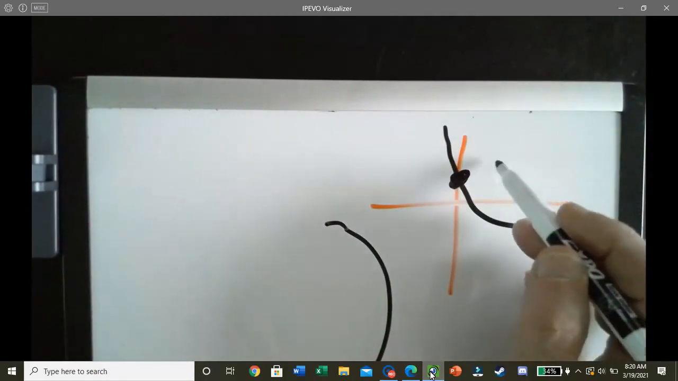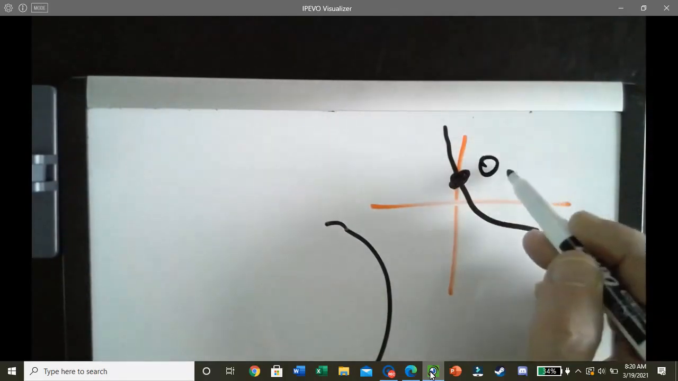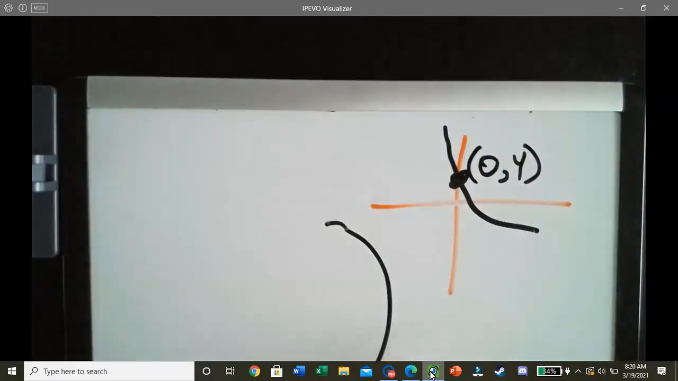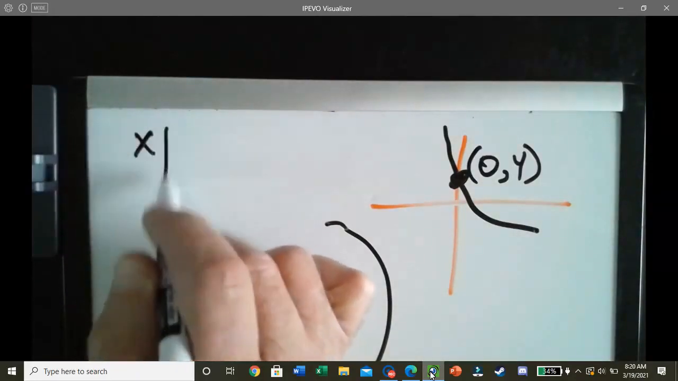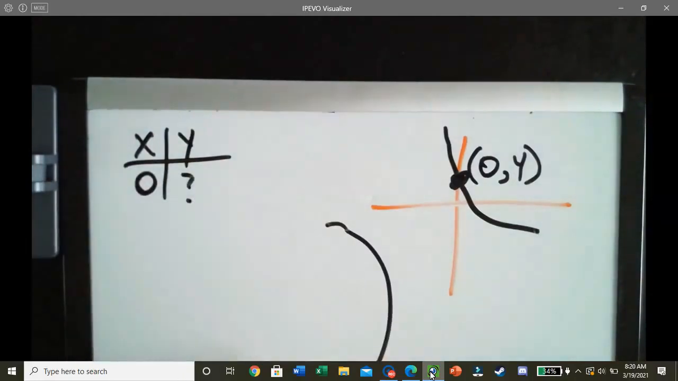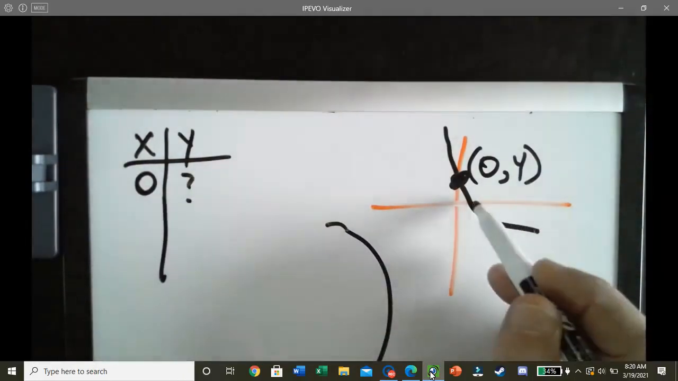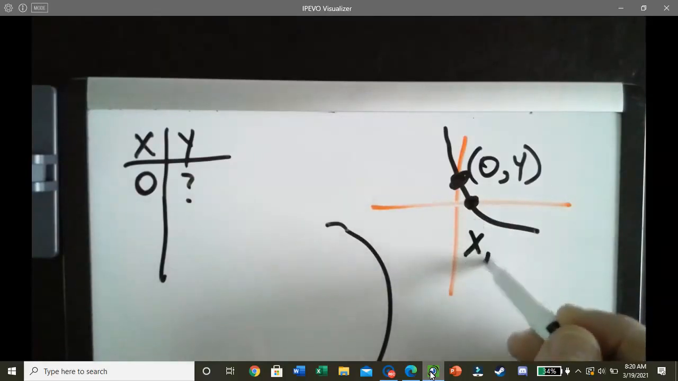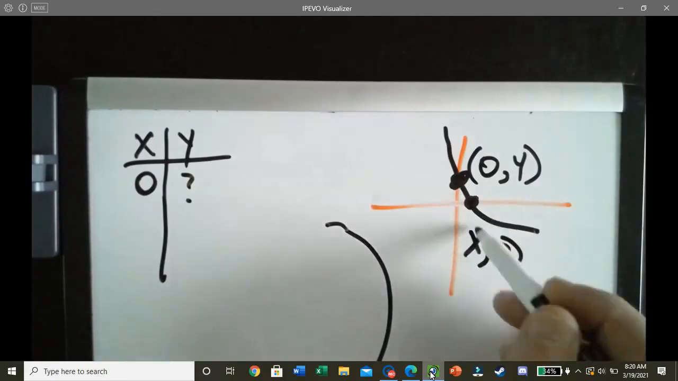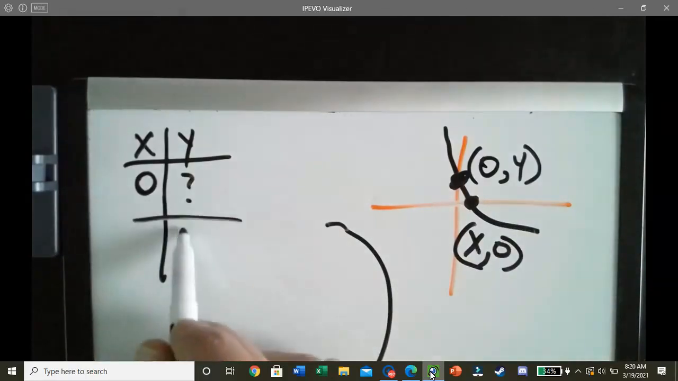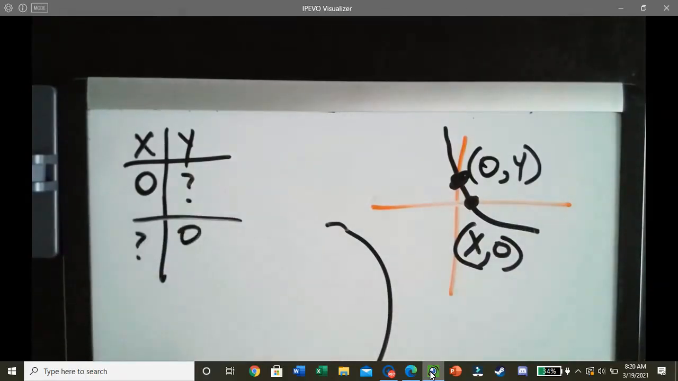Well, at the y-intercept, x has to be 0. We don't know what y is, but we do know x is 0. So we've been using a table of values, right? Set x equals 0, solve for y. And for the x-intercept, we don't know what x is, but we do know y has to be 0, right? So we put y equals 0 and solve for x. So that's how we find the x and y intercepts for any function.